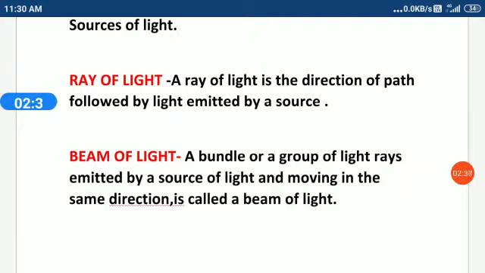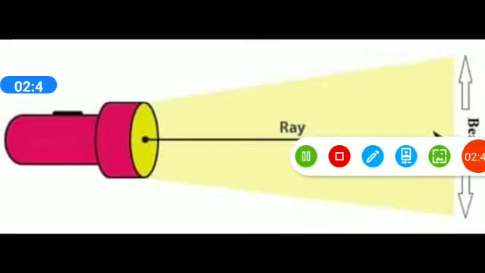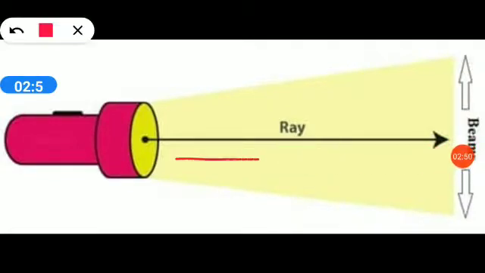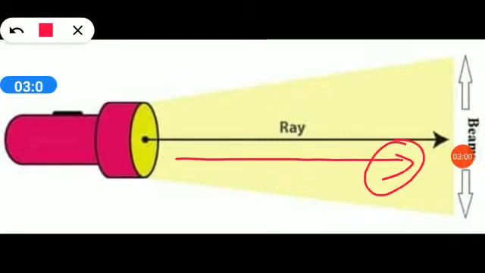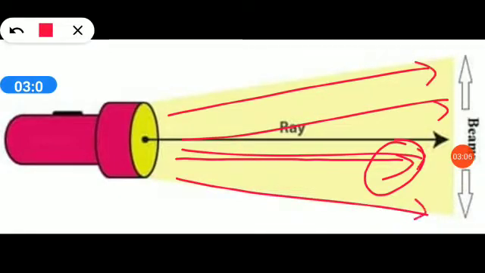Now I'm going to show you a picture. With the help of that, it will be easy to understand. On the screen you can see a ray of light emitting from the torch, and it is shown with a single arrow. With the help of the single arrow, we show the direction of the ray of light, and this arrowhead shows the direction towards which the light is moving. Now many arrows, like a bundle of rays, are called a beam of light.